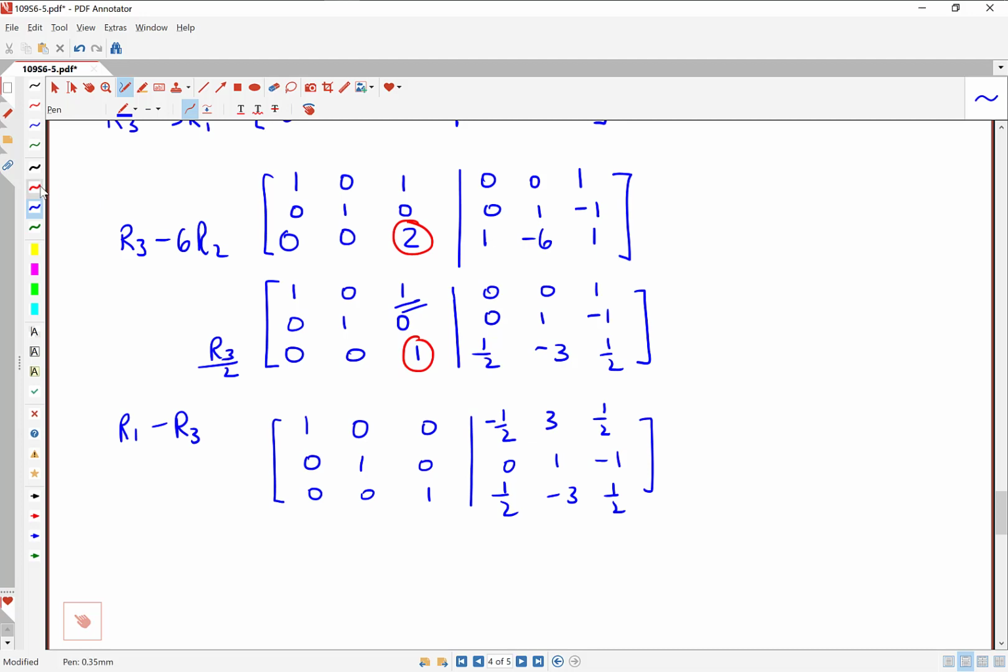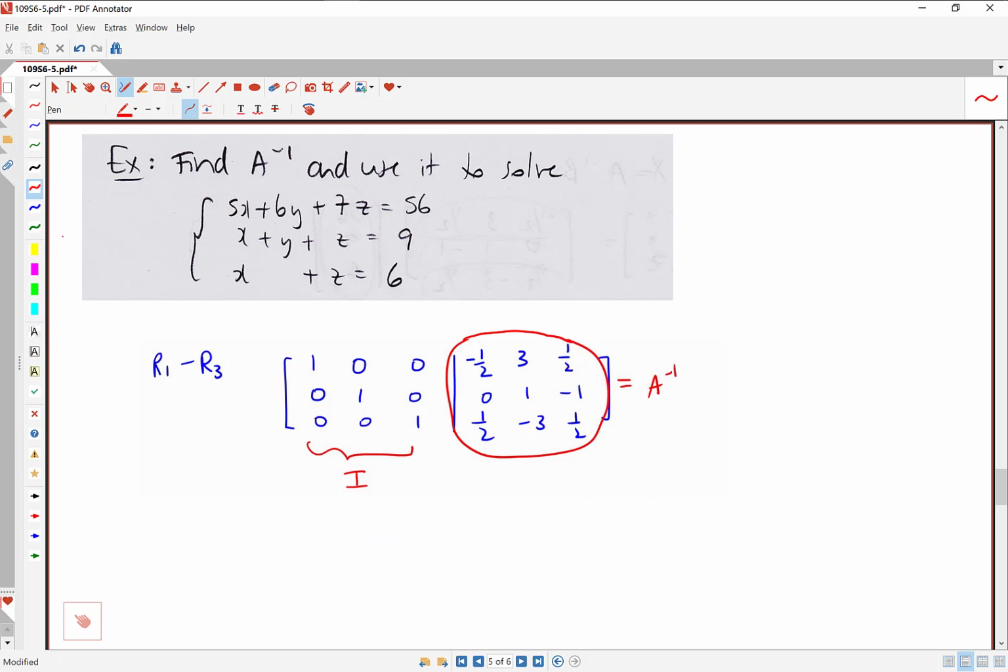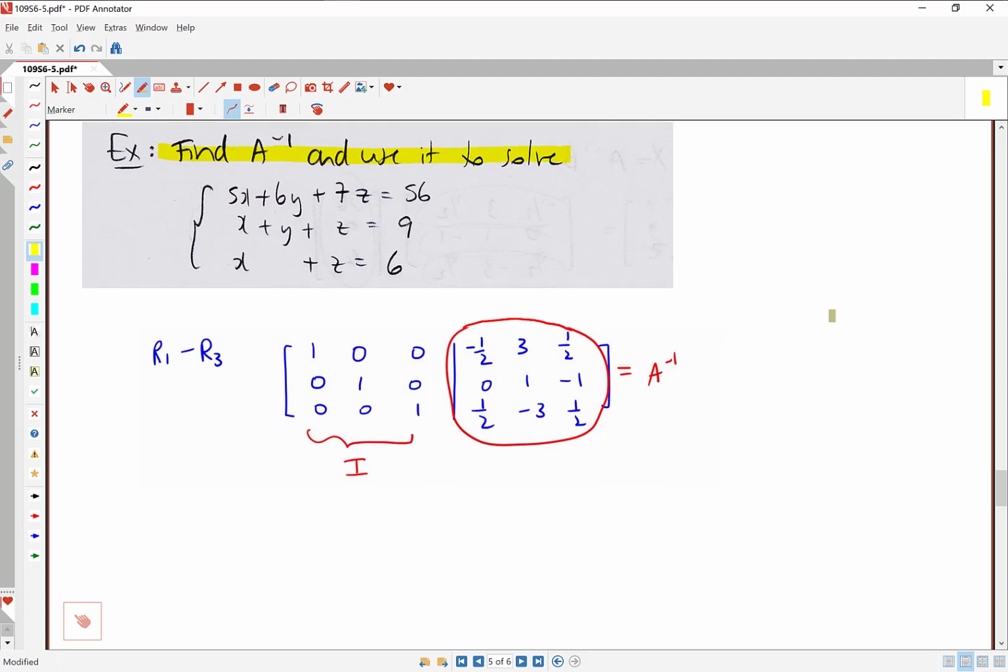So now notice that we've got the identity matrix on the left side. And so that tells us that this matrix that's sitting here on the right side is A inverse. So we know that we've found the inverse of the original matrix. So let's remember what the original problem was. It was asking us to do 2 things. We had to find A inverse and use it to solve the system. So now that we've found A inverse, let's figure out how we use it to solve the system.